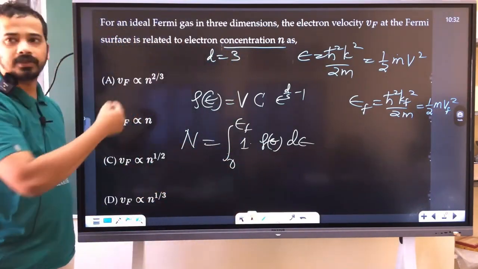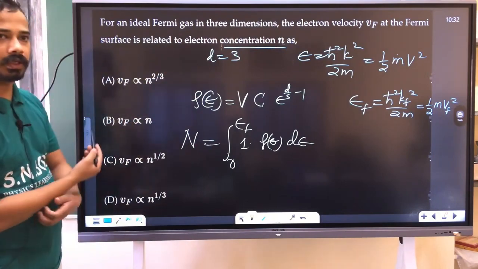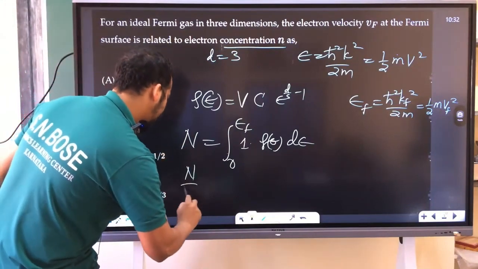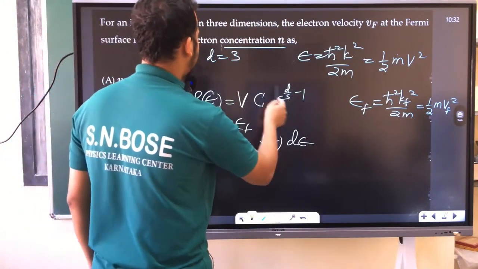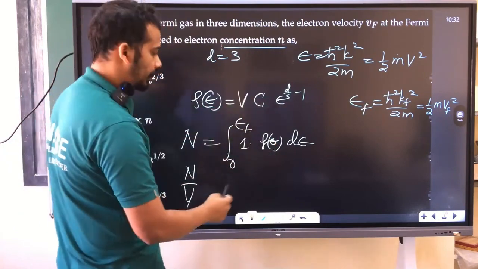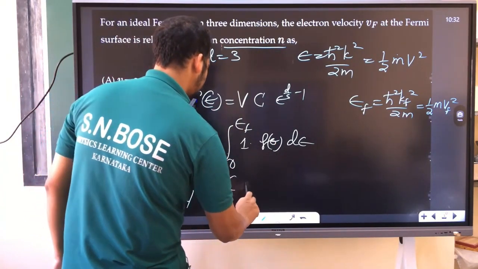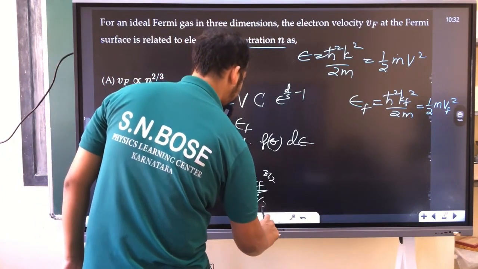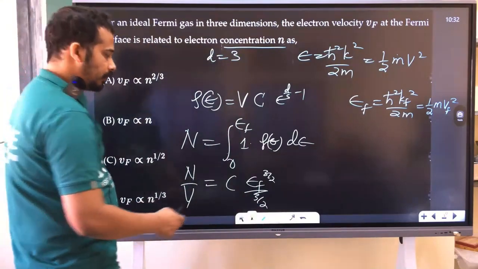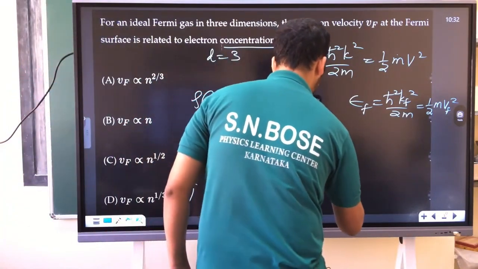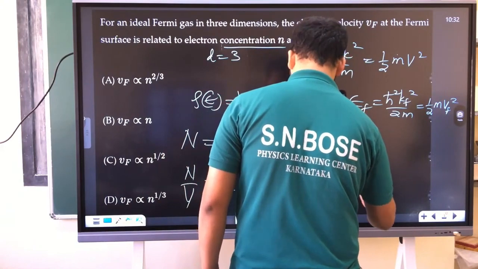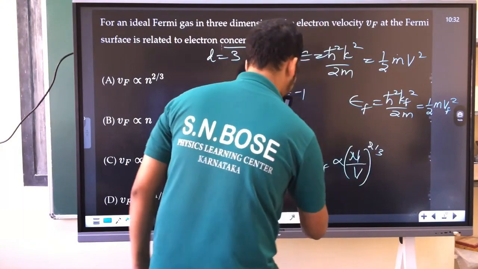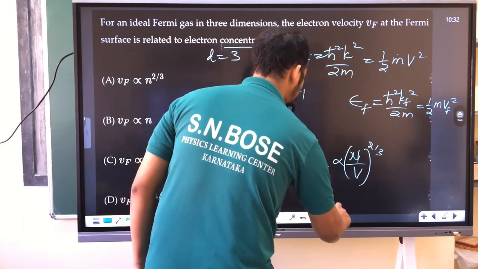That is now the concentration. Okay, concentration means number per volume. So once you write this concentration N/V, if you do this one, what is E^(d/2−1), 3/2 E^(1/2) root E. Am I right? That's equal to a constant into EF^(3/2) divided by 3/2. Now EF, you can do this one: EF is proportional to (N/V)^(2/3), but vF is proportional to root EF.